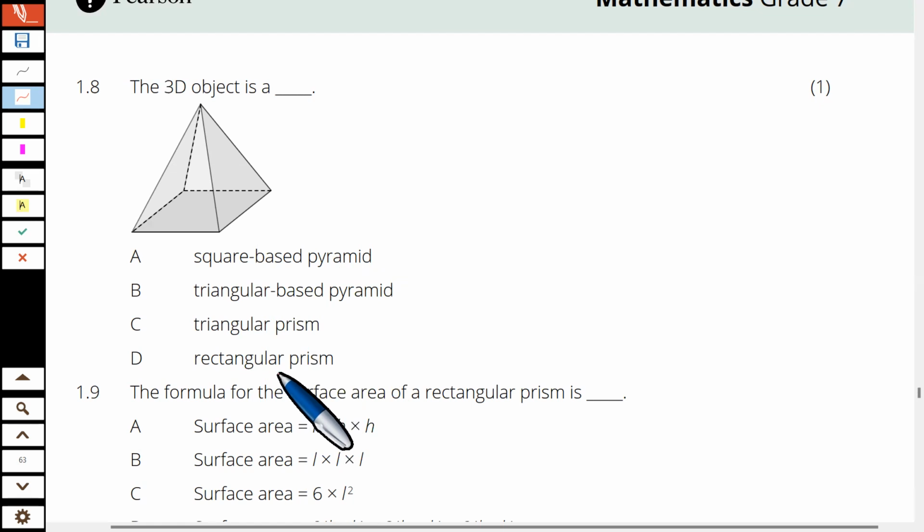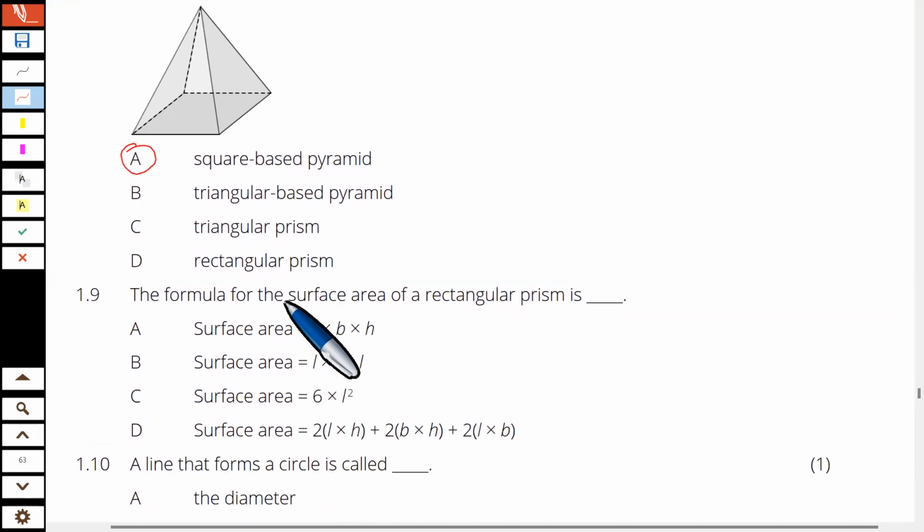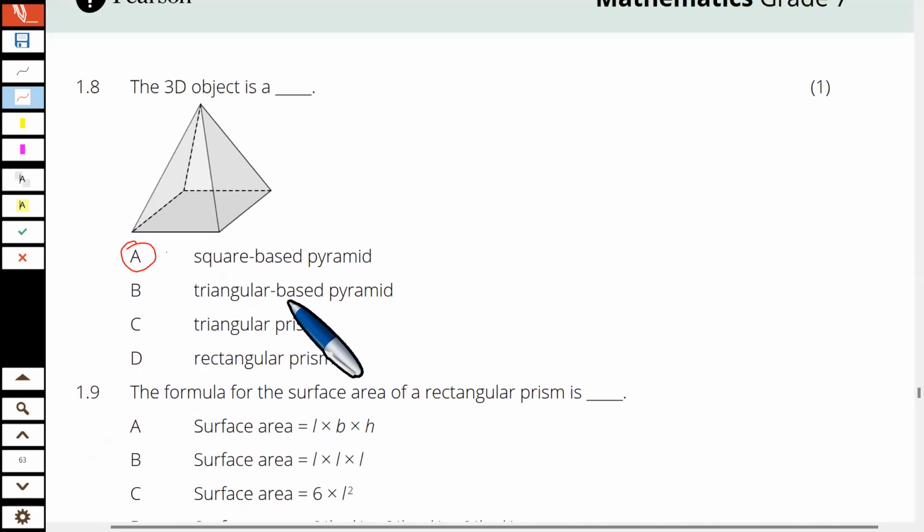I think it is a square-based pyramid. Okay, let's look at 1.8. Congratulations. It's certainly there in 1.8, a square-based pyramid. It is a square-based pyramid because the bottom is more of a square. Bottom is more of a square, so it's square-based, because of the base like this.